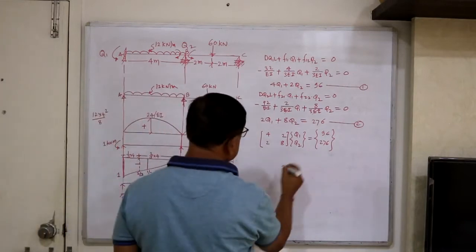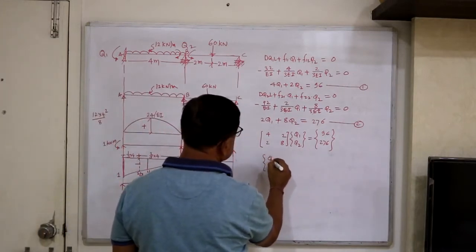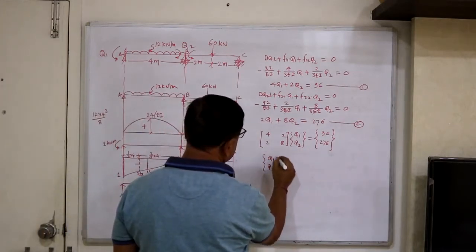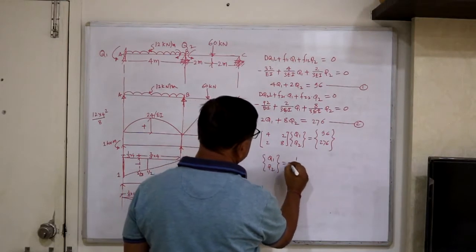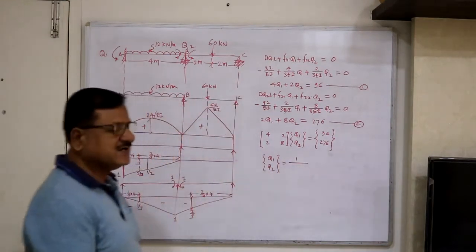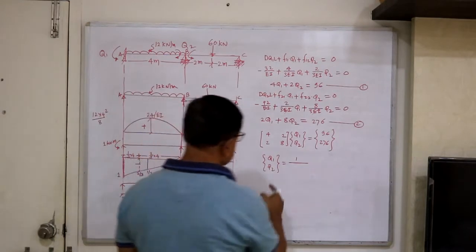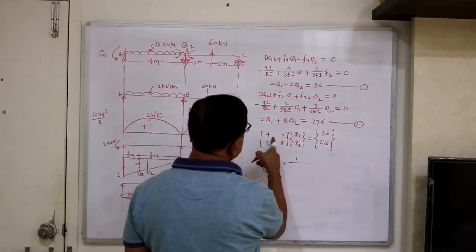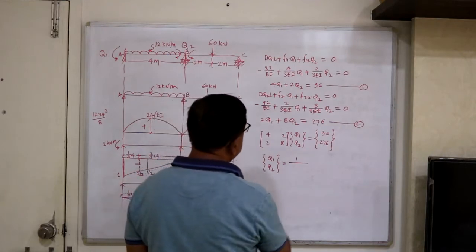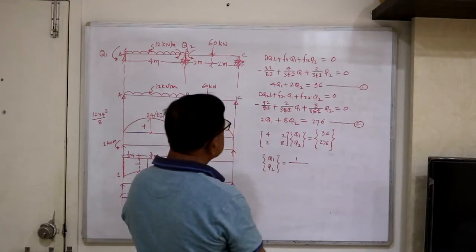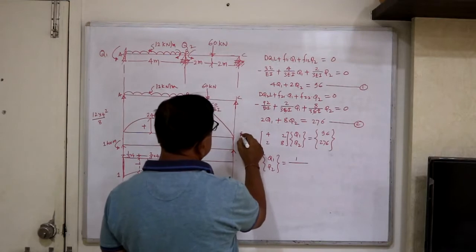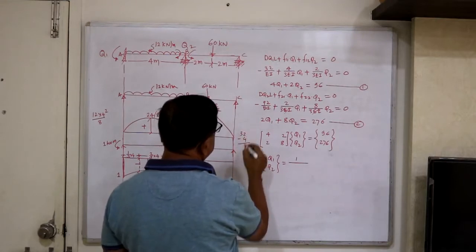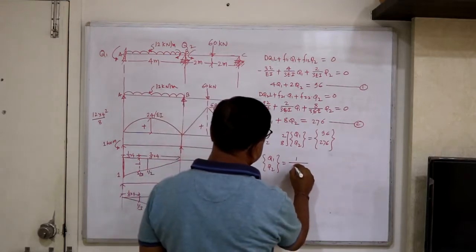So now let's find out the inverse of this. Q1, Q2 is equal to 1 upon, inverse means 1 divided by determinant. So what is the determinant? It is 8 into 4 minus, this 32 minus 4, 28. So this is 28.